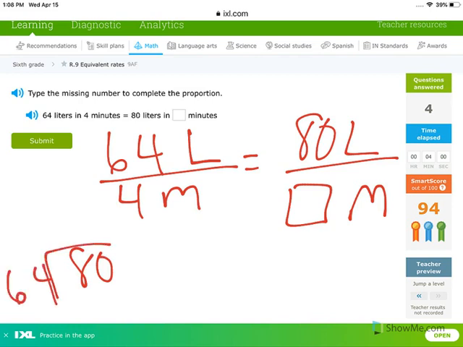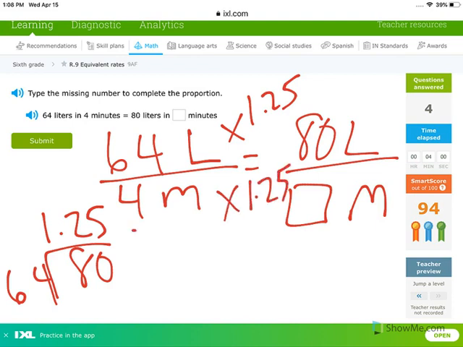I won't divide this one. I know you guys can do long division. When you do, you're going to get a quotient of 1 and 25 hundredths. So that means you have to multiply 1 and 25 hundredths times 64 to get 80. And once you figure out your constant, you can solve for the rest. And 4 times 1 and 25 hundredths equals 5. So it'll take 5 minutes.